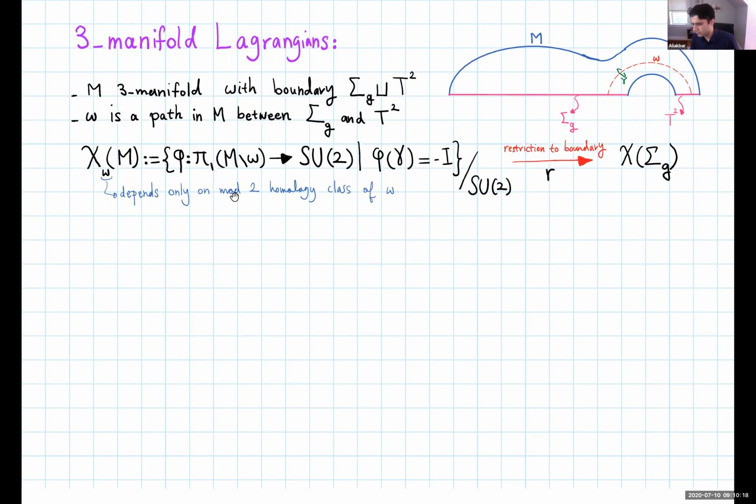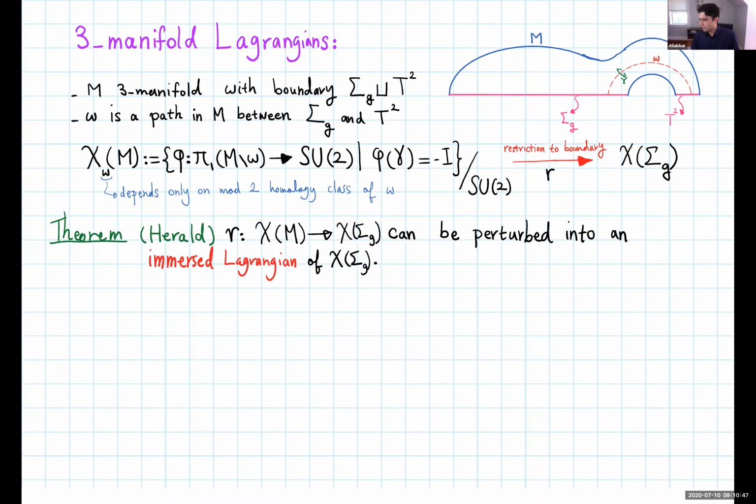I should also say that the dependence on omega is not very essential. In fact, this character variety depends only on the mod 2 homology class of this path omega. Because of that, and also partly for simpler notation, I'm going to drop omega from my notation. From now on, I'm going to call such a space chi of M.